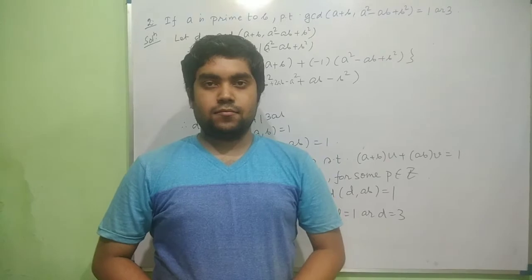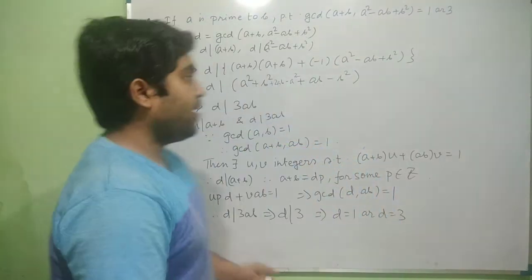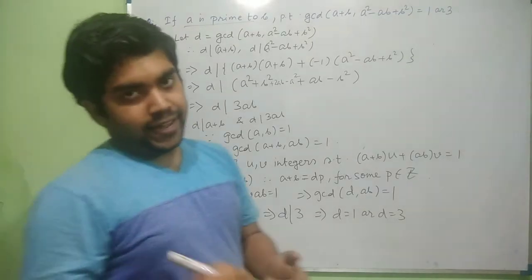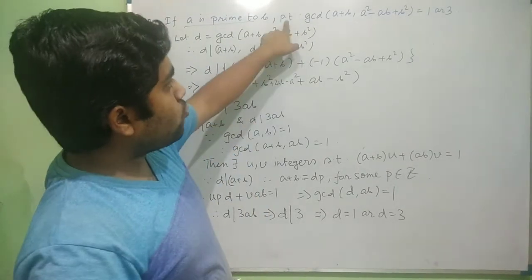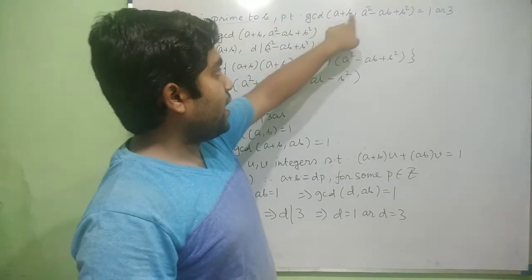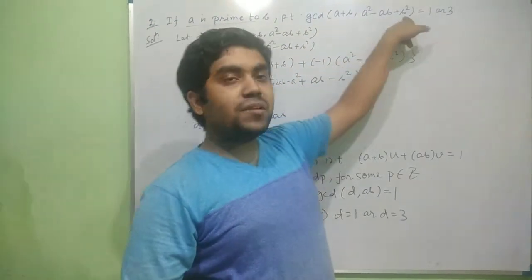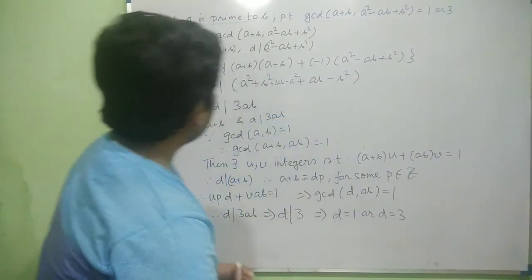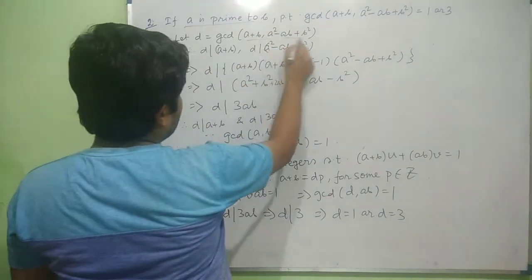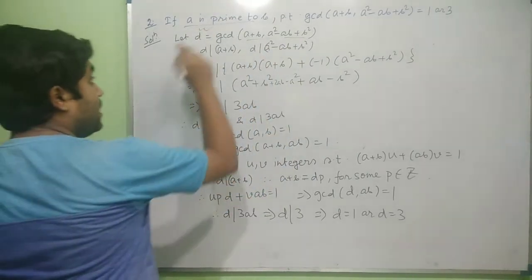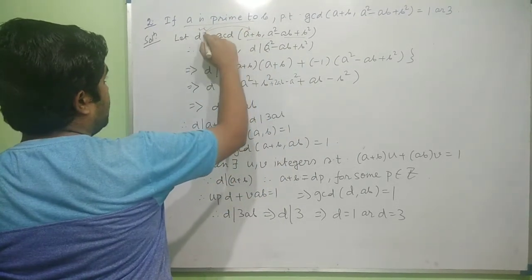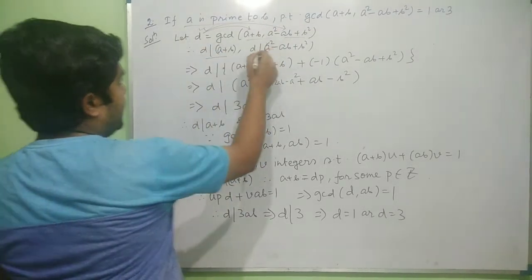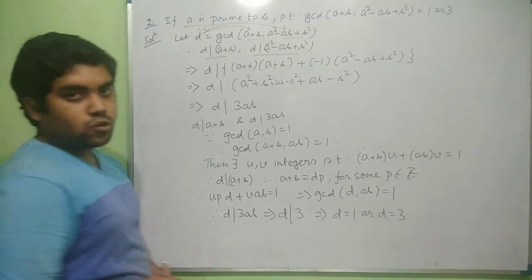So our result is established. The next problem is: if A is prime to B, that means GCD of A and B equals 1. Now we have to prove that the GCD of A plus B and A square minus AB plus B square is either 1 or 3. Now we consider that the GCD of these two values is D. Then D, as the greatest common divisor, must divide these two elements. So D divides A plus B and D divides A square minus AB plus B square.